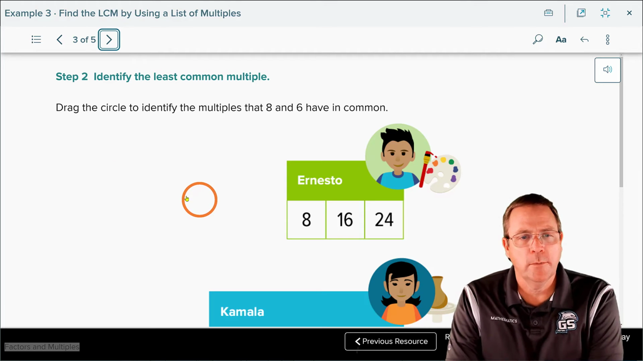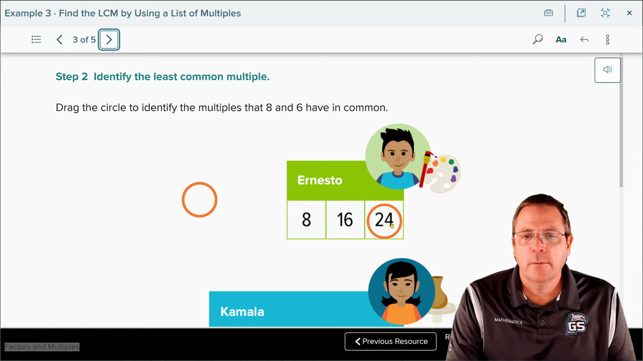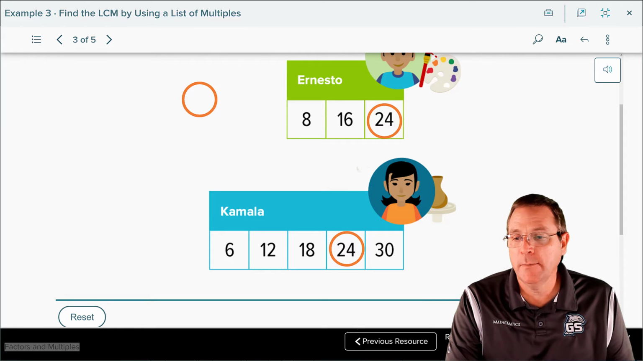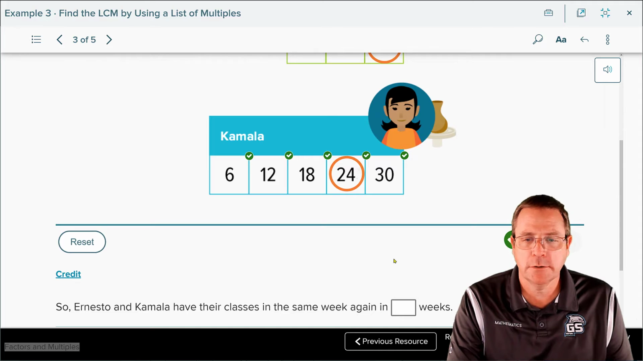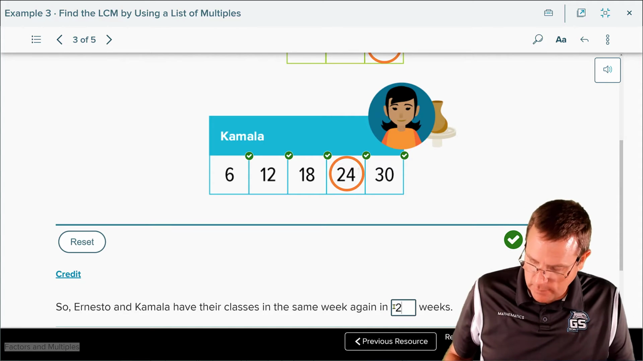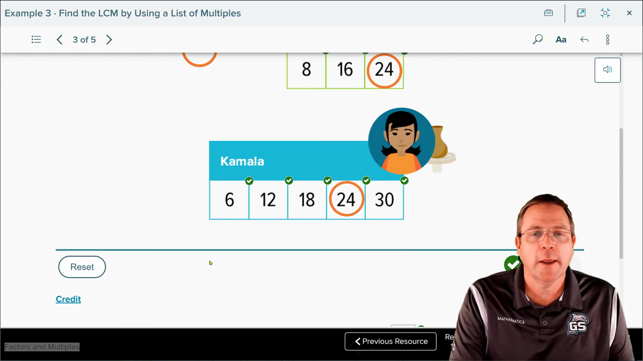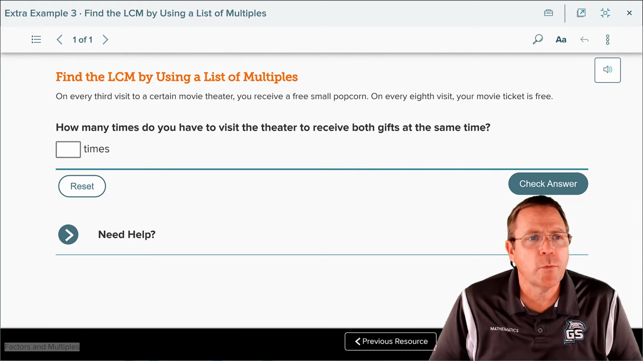Well, isn't this cute? Now we get to drag the circle to talk about what Ernesto and Camilla have in common. They both have a 24 in common, and that's going to be it. Check our answers. The answer checks. That's actually kind of childish, but once again we could say right here that it's going to be 24 weeks before Ernesto is going to have a shot at Kamala. Now it's going to be your turn to work one.